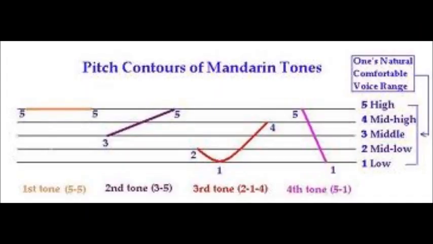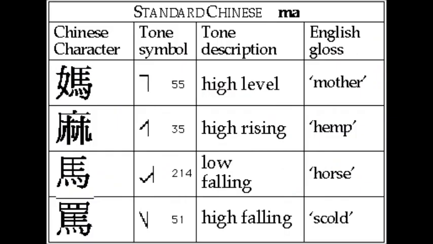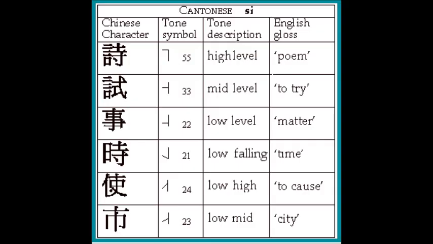When pitch is used to signal a lexical difference in words, we call this tone. That is, changing the tone of the syllable changes the meaning of the word. There are many tonal languages all around the world. Here is an example from Cantonese, a language with 6 lexical tones.